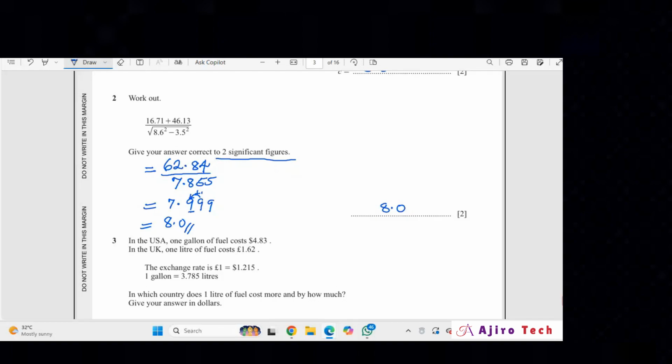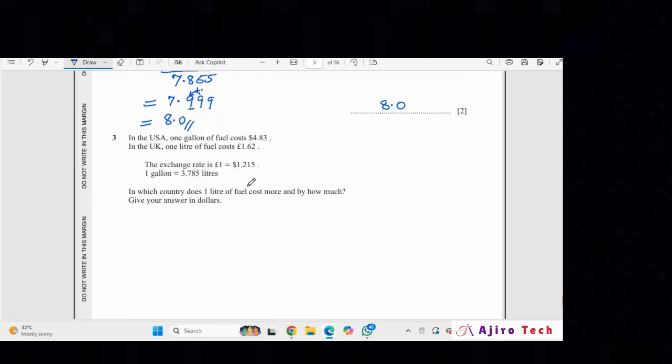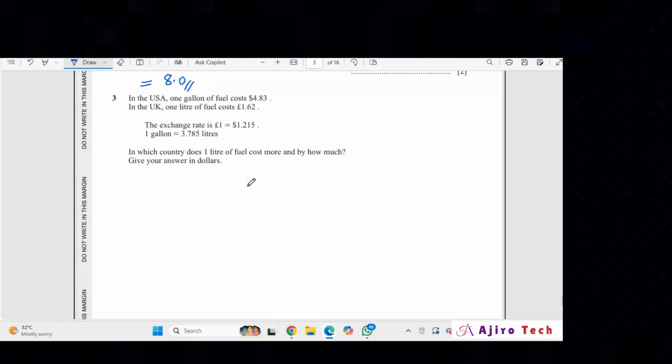So for question number 3, in the USA, 1 gallon of fuel costs this. In the UK, 1 liter of fuel costs this. Then the exchange rate is 1 pound equals what? $1.215. And 1 gallon is equal to 3.785 liters. So we are going to solve for a few things here.